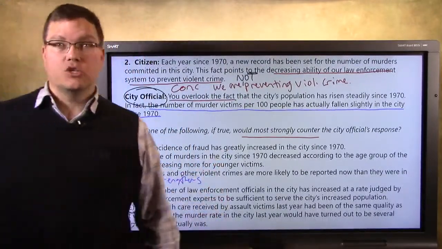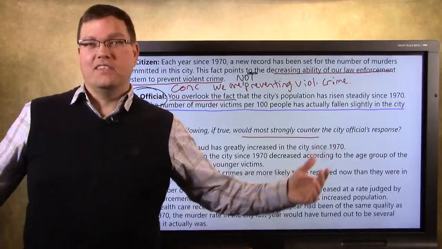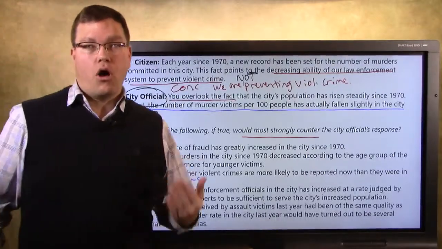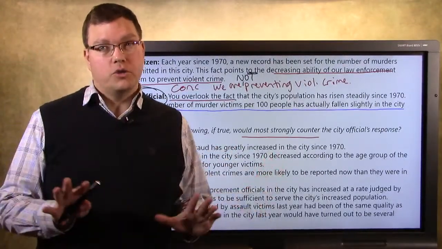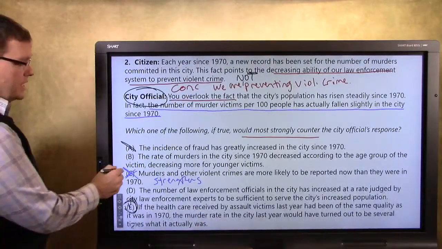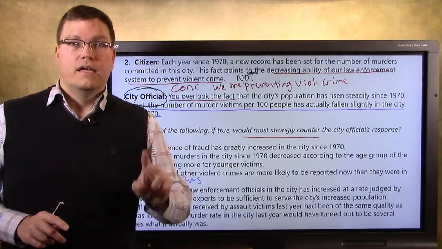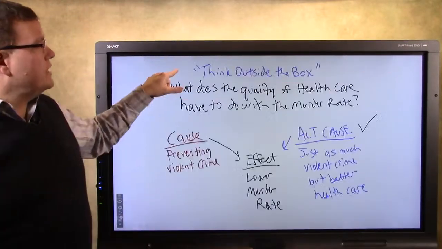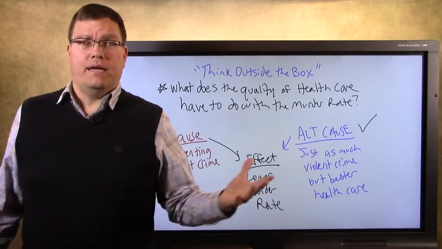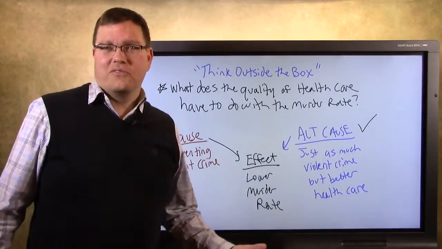Answer choice C doesn't tell us we're not preventing violent crime. Answer choice C says, yeah, there were a bunch of murders back in 1970 that we haven't even counted. I mean, that doesn't do it. Answer choice A is not violent. Fraud is not violent, although if you're a victim of fraud, you probably have a different idea, but fraud's not considered a violent crime. And then answer choice B is just an unnecessary fact. So if you look at answer choice E, it's really two things. This answer choice E is definitely thinking outside the box. Were any of you prepared that the answer choice would talk about healthcare? Right? What does the quality of healthcare have to do with the murder rate?